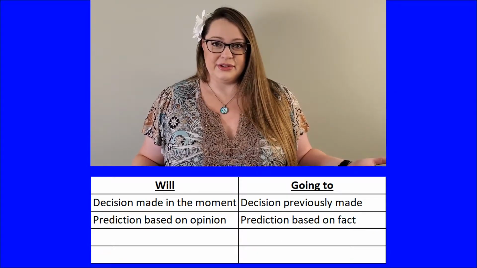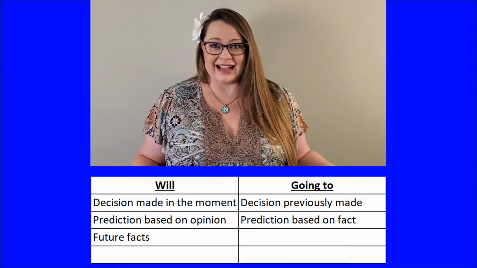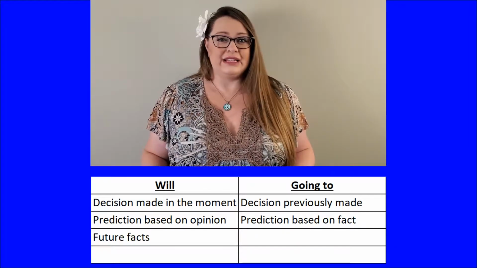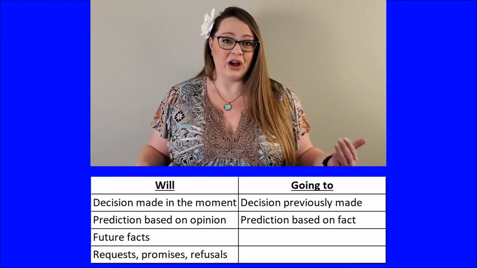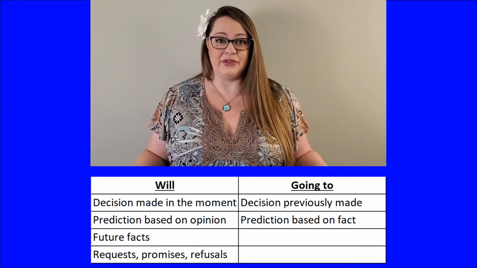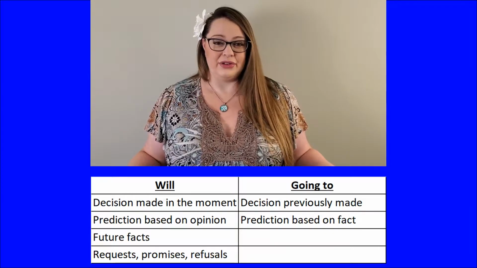Will is also used when speaking about future facts. The sun will go down at 8 p.m. tonight. And for requests, offers, promises, and refusals. I will drive you to your game tonight. Obviously, if we can make refusals for something that will happen in the future, we also need to know how to form the negative version of simple future.